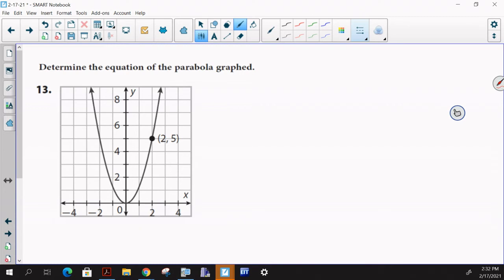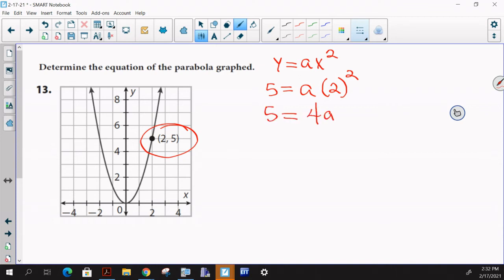So I'm going to approach it the same way. I remember it's y equals a x squared. I'm going to write this down, and I'm going to substitute the values (2, 5). I know a is going to be positive because it opens up. So I get 5 equals a, and then for x I'm going to substitute 2 and square that. Well, that'll be 4a. And now I divide both sides by 4. And so a is equal to 5/4.